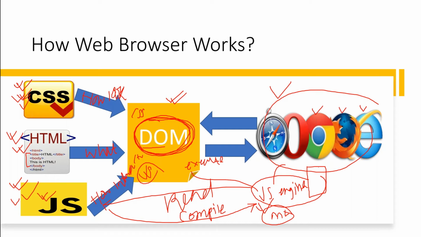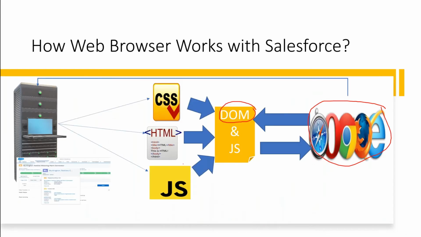Then that DOM I'm rendering on my web application, or you can say on my web browser, if that browser has a JavaScript engine. And every browser has its own JavaScript engine which compiles my JavaScript code to machine language, and that machine language runs on my browser. So now when I open Salesforce in the browser, what happens?